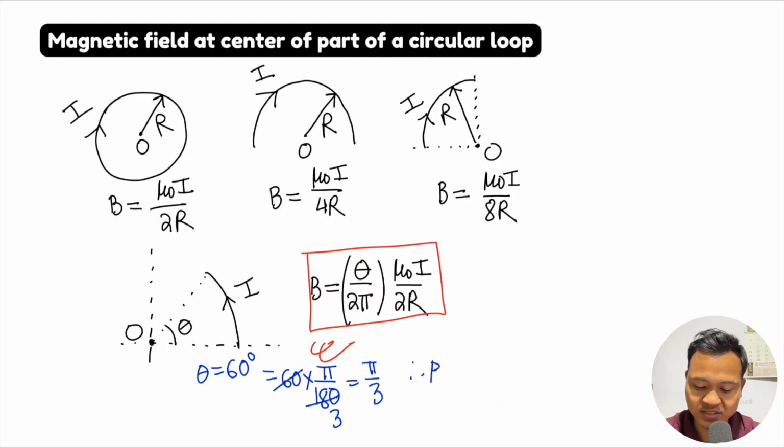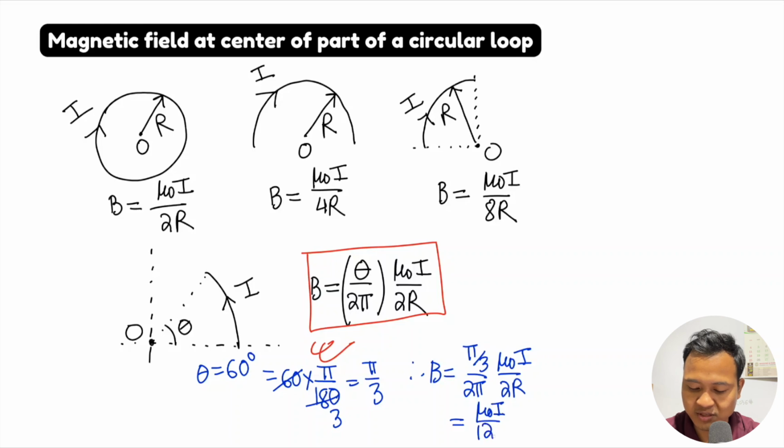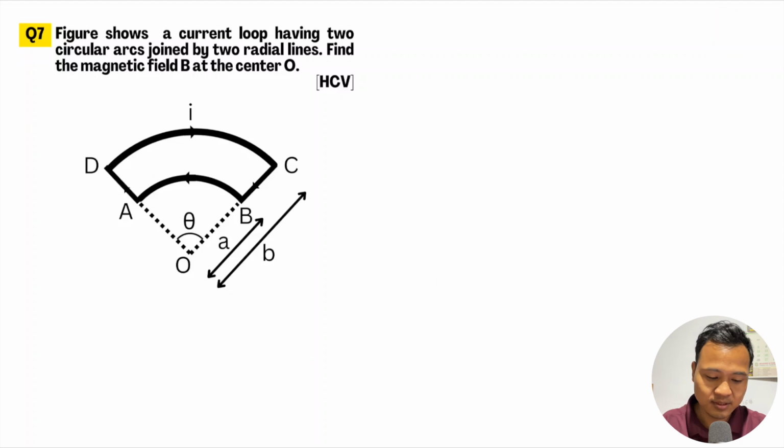The magnetic field for theta equal to 60 degree: pi by 3 divided by 2 pi into mu naught into I divided by 2R. So here you'll have 3 twos are 6, 6 twos are 12. So you'll have mu naught into I by 12R. This will be your magnetic field.